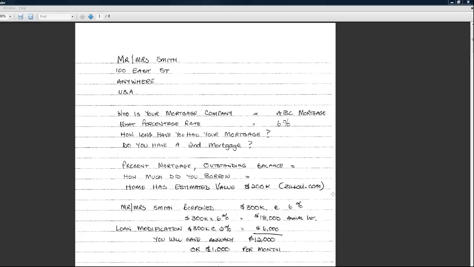We are going to now work through the process of how you establish the financial information that you need to convey to the client and how to collect the financial information from them. You need to take a yellow sheet, and on the yellow sheet you need to write what you see here, the name, the address, and then you're going to ask who is your mortgage company with, what percentage rate, how long have you had your mortgage, do you have a second mortgage, your present mortgage outstanding balance is how much. That's important because that's the number that you're going to use to work out the rates on.